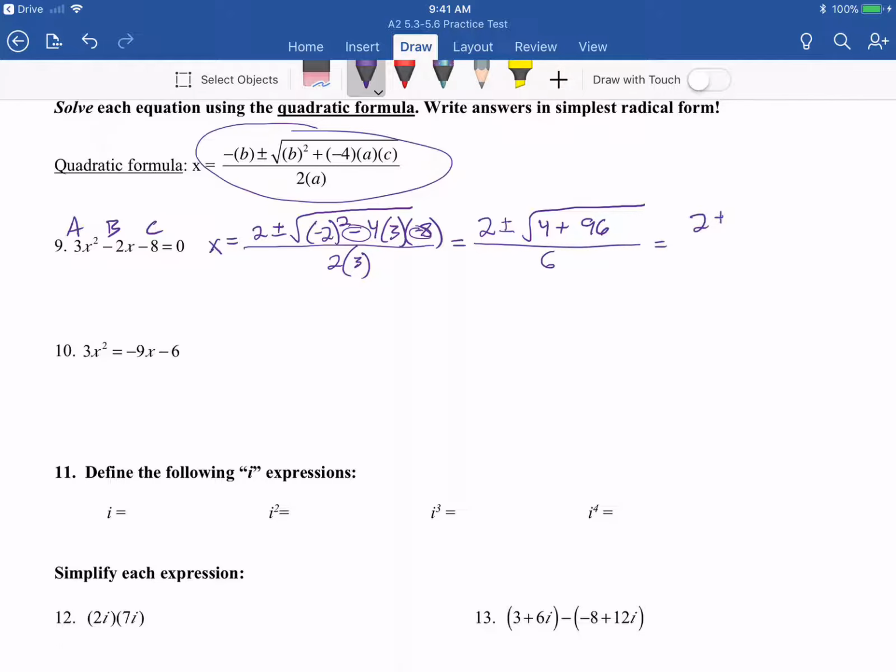This makes 2 plus or minus the square root of 100 over 6. And I know the square root of 100 is 10, so I have 2 plus or minus 10 over 6. So now as I look to get my two answers here, I have x equals 2 plus 10 is 12, divided by 6 is 2, and 2 minus 10 is negative 8, divided by 6. So I have x equals negative 8 over 6, which is equal to negative 4 over 3 for your final answer there. Excuse me, 3. So I got to divide 2 out of each of those guys, negative 4 over 3.